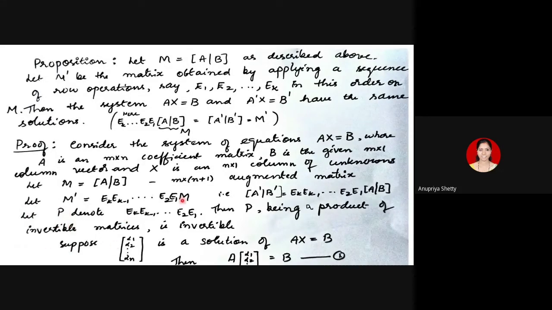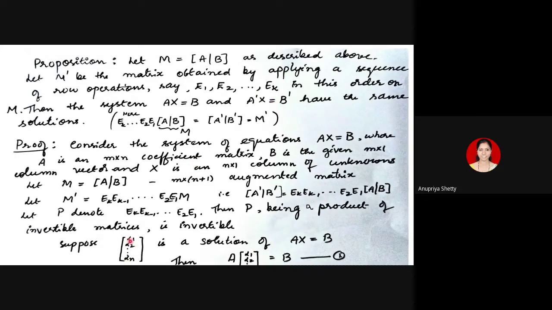How do we know each one is invertible? Because each one is elementary. Elementary matrices are always invertible. So keep this in mind. P is invertible. What is it that we have to justify? Ax equal to b and A dash x equal to b dash have the same solutions, if they have a solution. Existence of solution, all that we will discuss later. What we want to know is, if A dash x equal to b dash has a solution, it should be a solution of Ax equal to b. Similarly, if Ax equal to b has some solution, it should be a solution of A dash x equal to b dash. Which means both have exactly the same set of solutions.